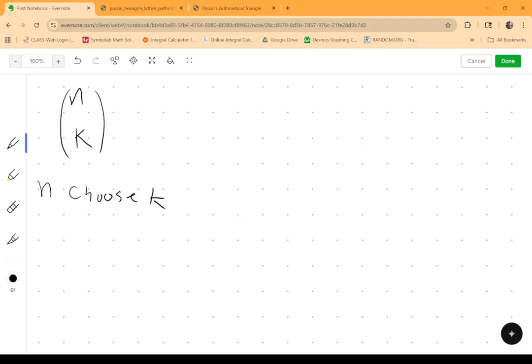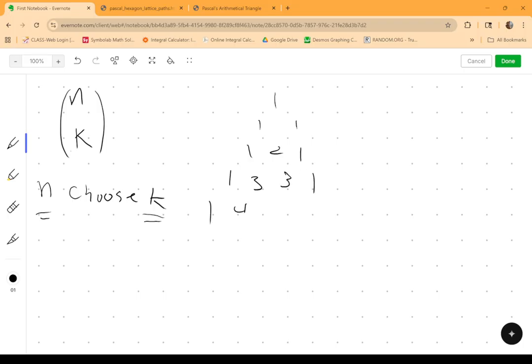We can think of n as being the total number of objects, and then we're going to choose k of them. So 5 objects, we want to choose 3 out of the 5. And how many different ways can we select these k objects out of the n total? As it turns out, our Pascal's triangle represents just that.